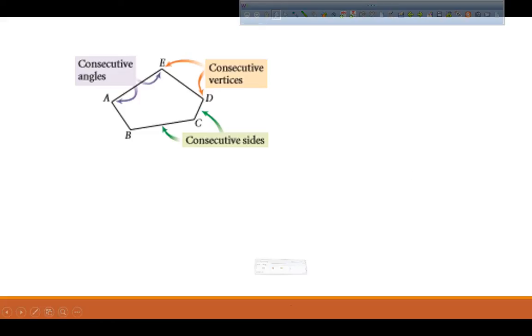I'm recording. When you have a polygon, these things are called consecutive angles. What does consecutive mean? One after another, right? So A and E are consecutive angles. A, B, C, D are consecutive angles. So these are the angles. The points are the vertices, and these things in order are the sides.